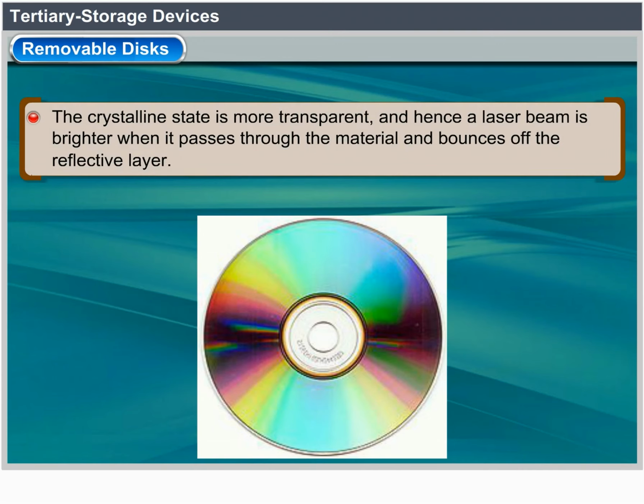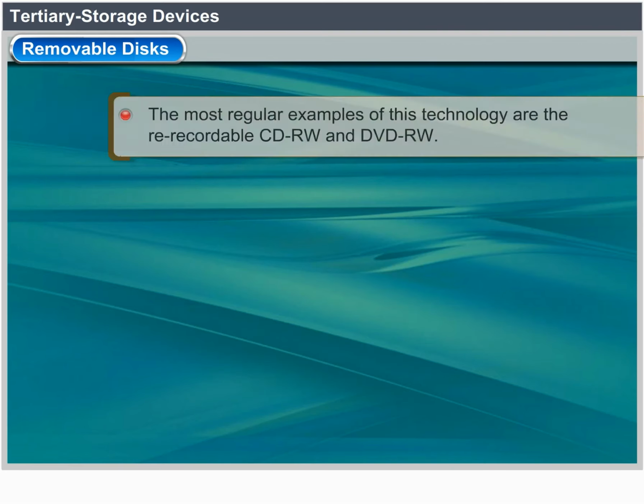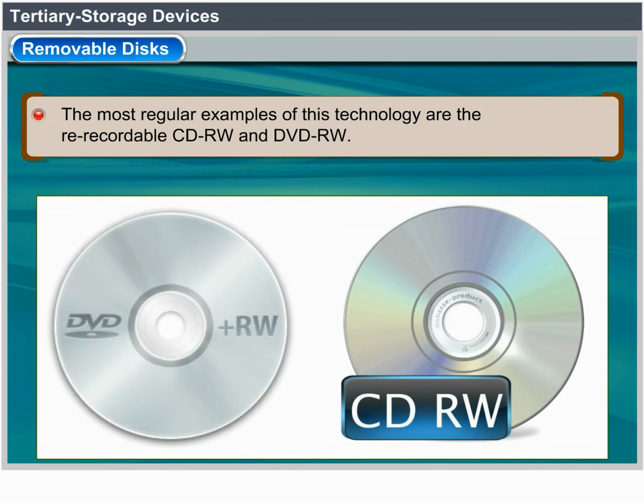The phase change drive uses laser light at 3 different powers: low power to read data, medium power to erase the disk by melting and refreezing the recording medium into the crystalline state, and high power to melt the medium into the amorphous state to write to the disk. The most common examples of this technology are the re-recordable CD read-write and DVD read-write. The kinds of disks just described can be used over and over. They are called read-write disks.